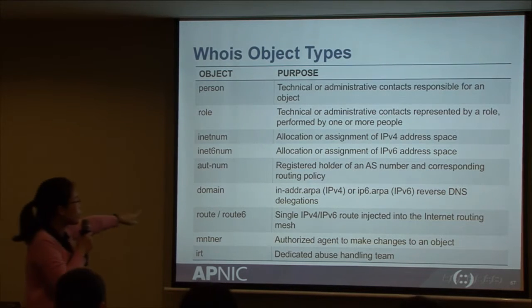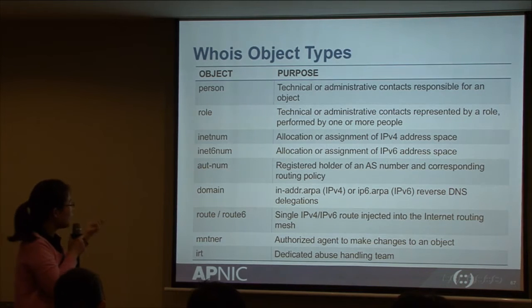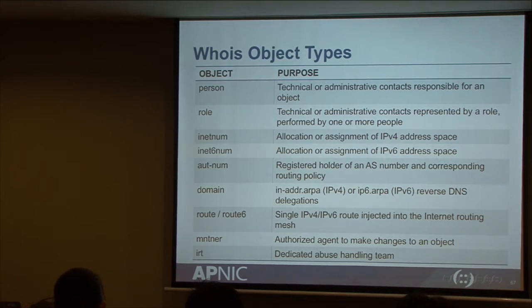Okay, so you will create, because you are configuring your network. And then the maintainer: this one is related to who can change this resource. Because you can see, this whois database will be published, so we don't want other people to change this information incorrectly. So we have the authorization based on the maintainer.